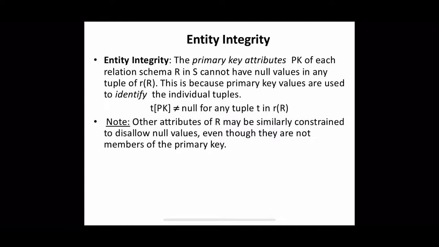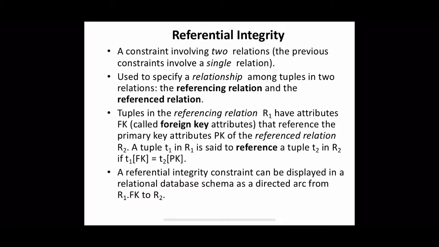So both the key constraints and entity integrity constraints are specified on individual relations. Now the third constraint is referential integrity constraint, which is specified between two different relations and is used to maintain the consistency among tuples in two different relations. So we can see what is actually referential integrity. Before that, we have to be familiar with different terms like referencing relation and referenced relation.